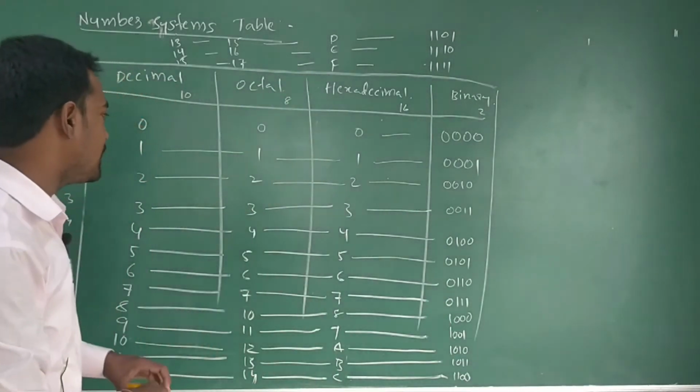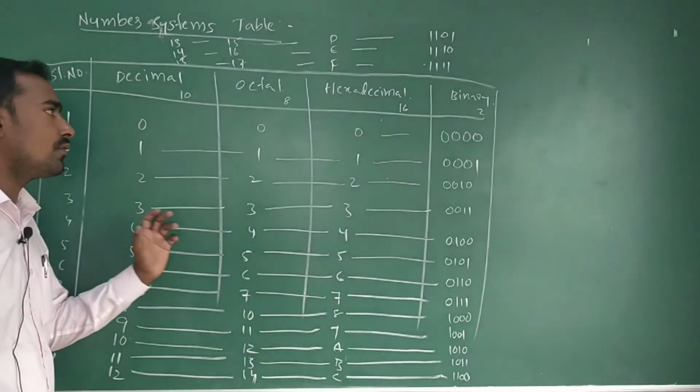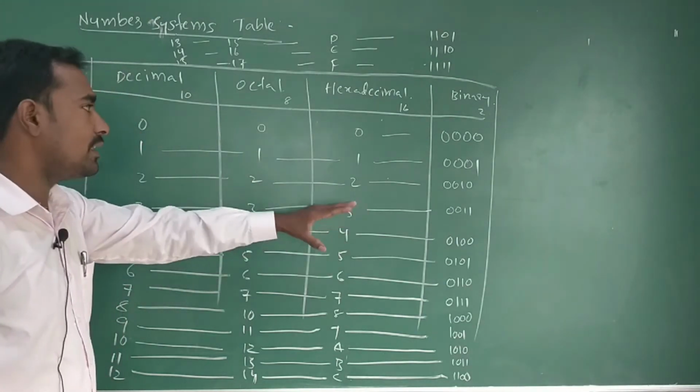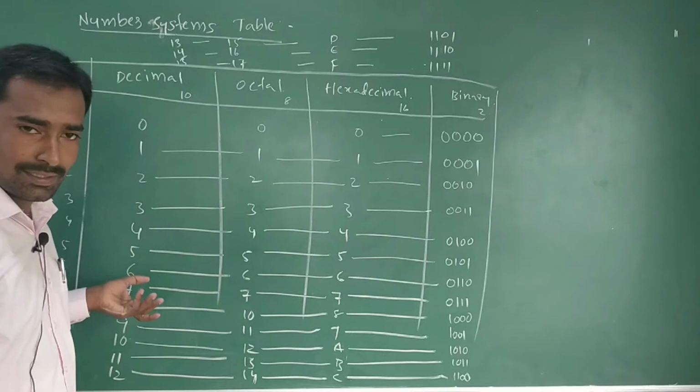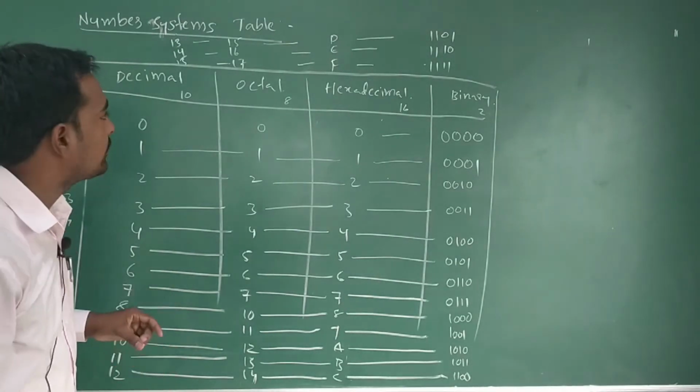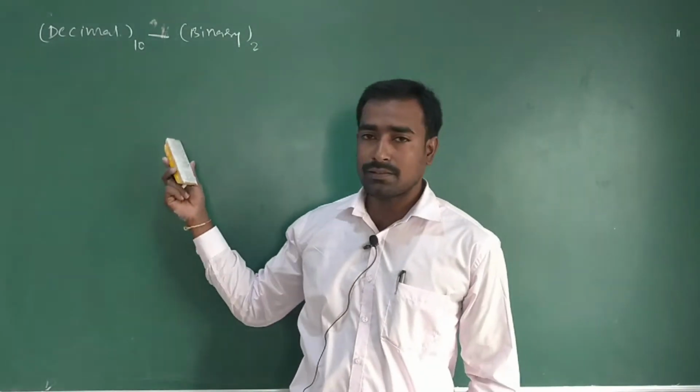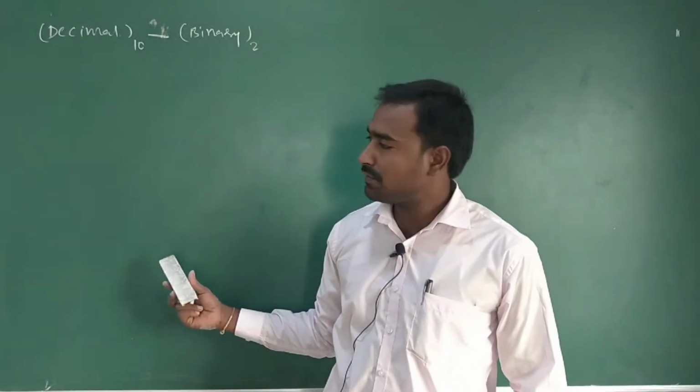So this is the conversion of the decimal numbers to octal, octal to hexadecimal, and similarly hexadecimal to decimal. Okay, shall we discuss the number systems conversions?